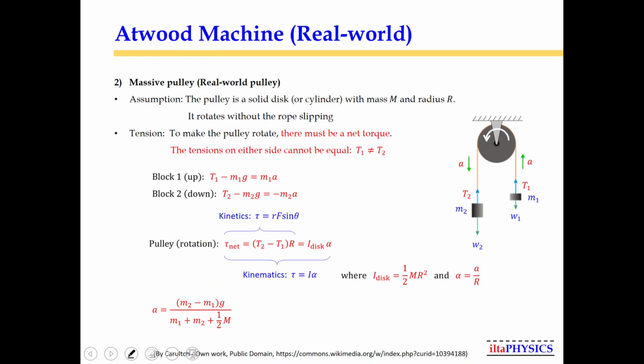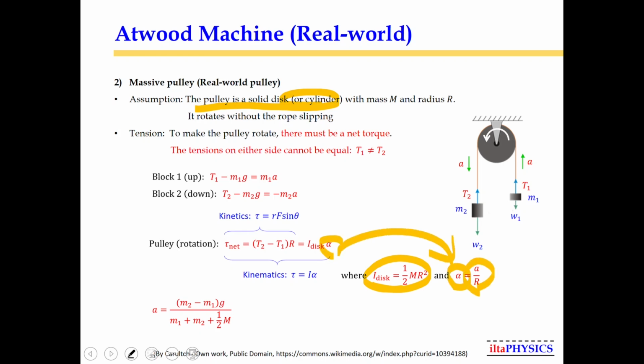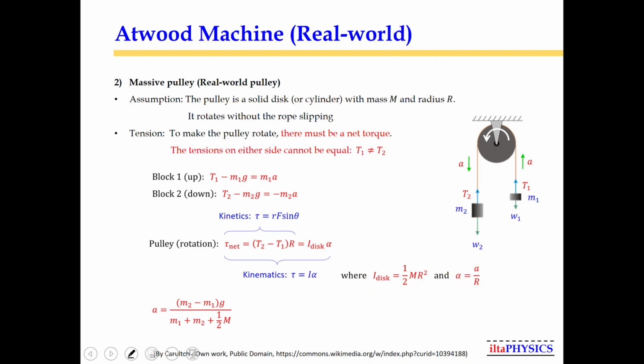Here, the rotational inertia of the disc is calculated using the following formula, and the angular acceleration is the linear acceleration in the tangential direction divided by the radius. If we solve these equations for the acceleration of the objects, you'll notice that the mass of the pulley is added to the denominator of the acceleration formula we derived earlier.